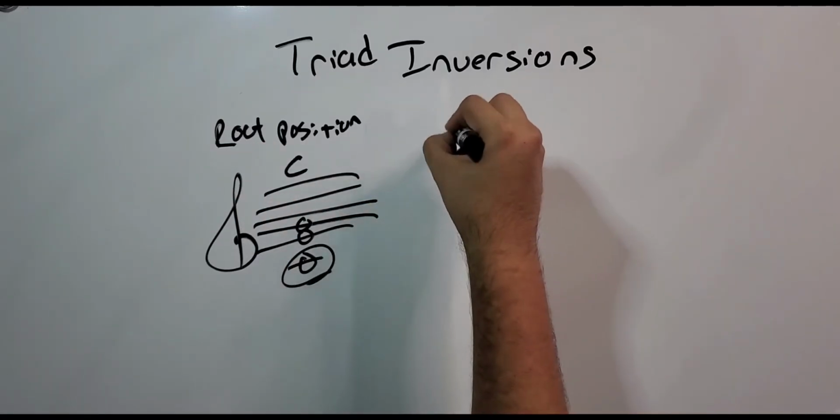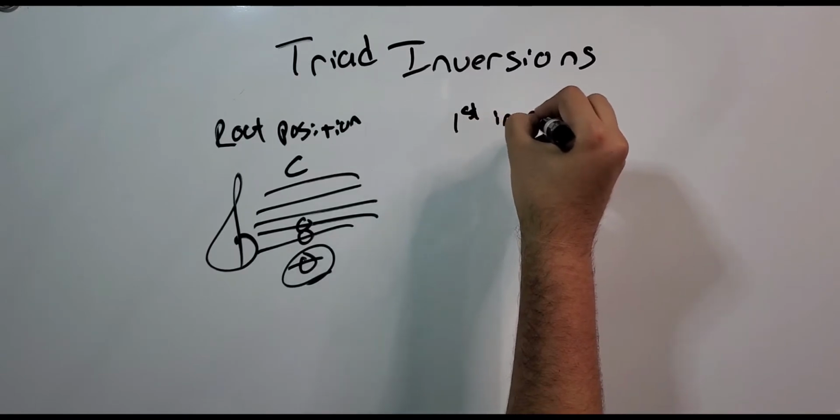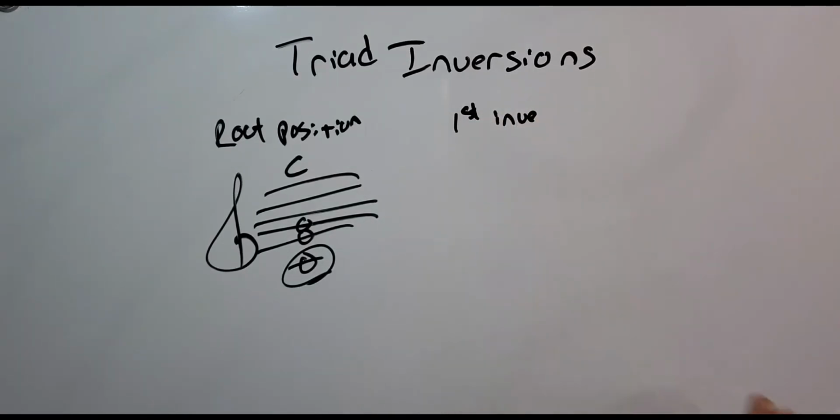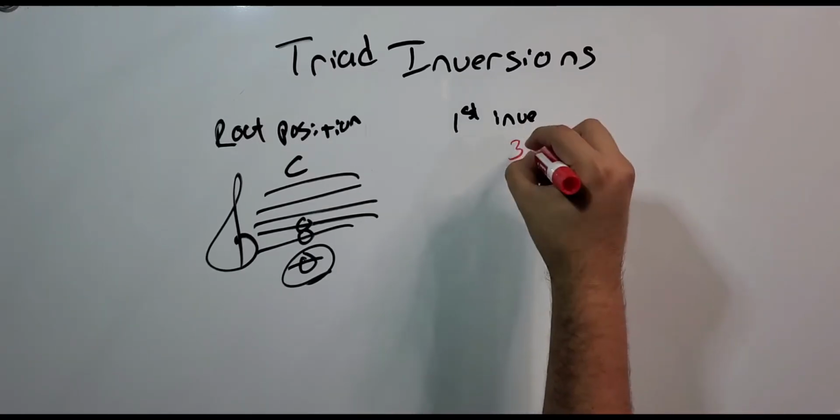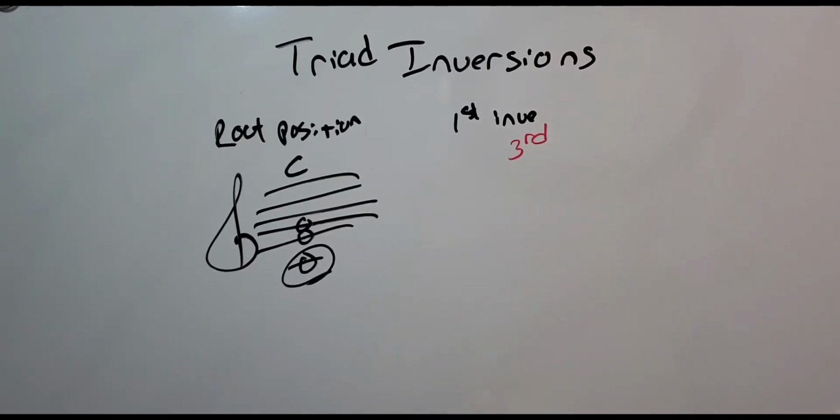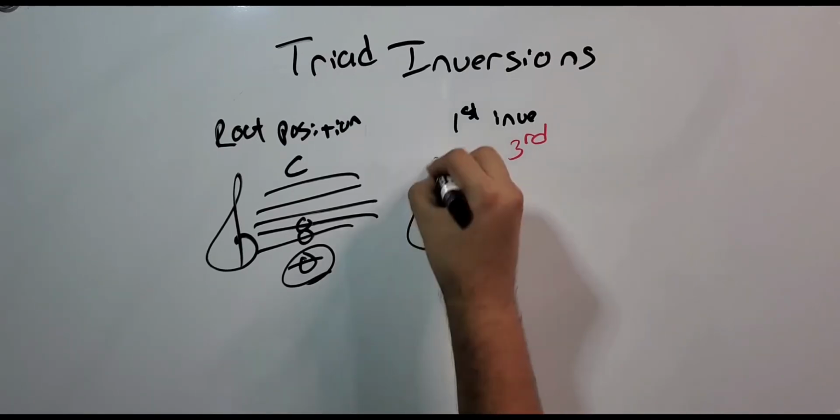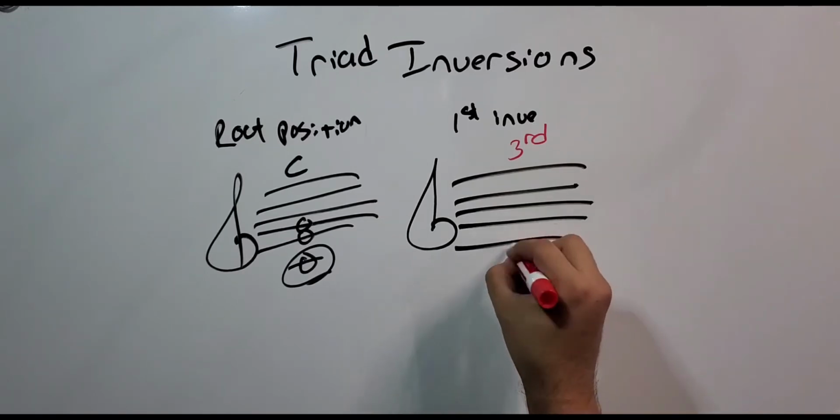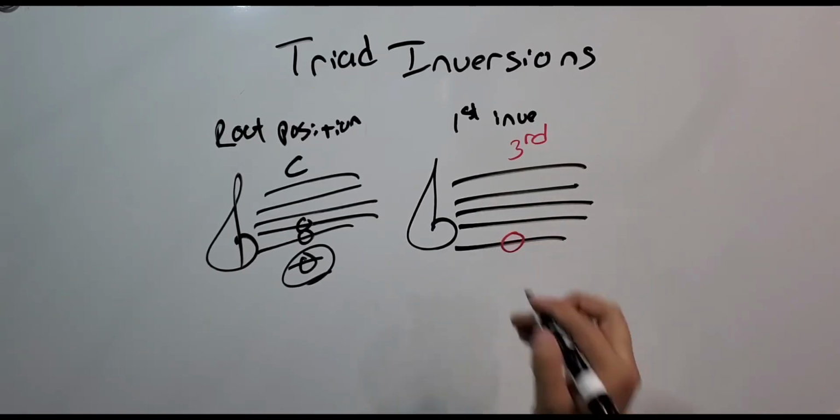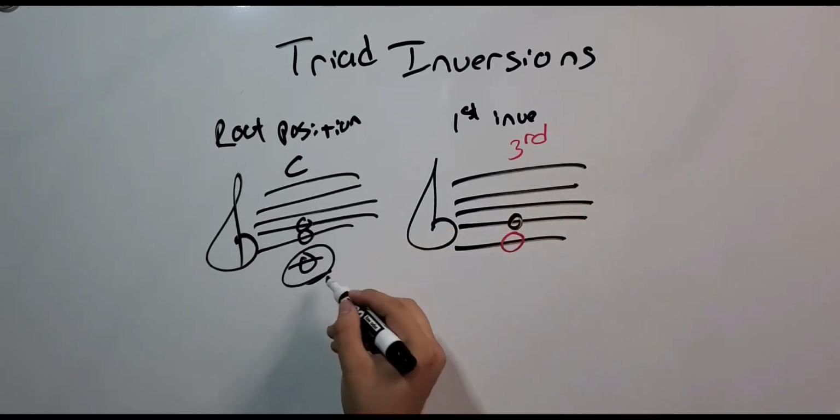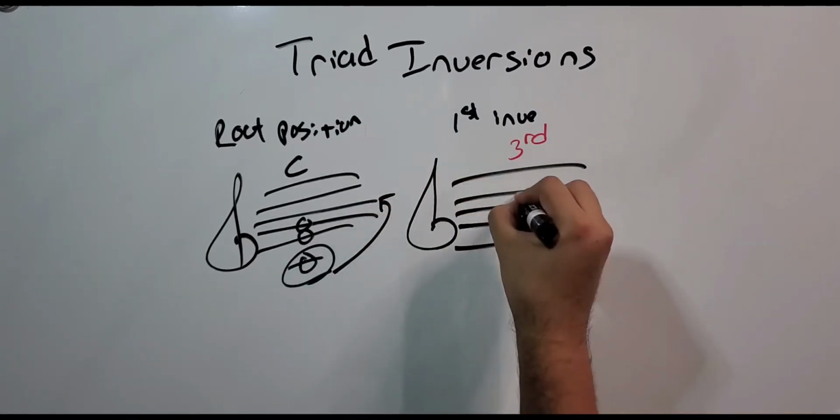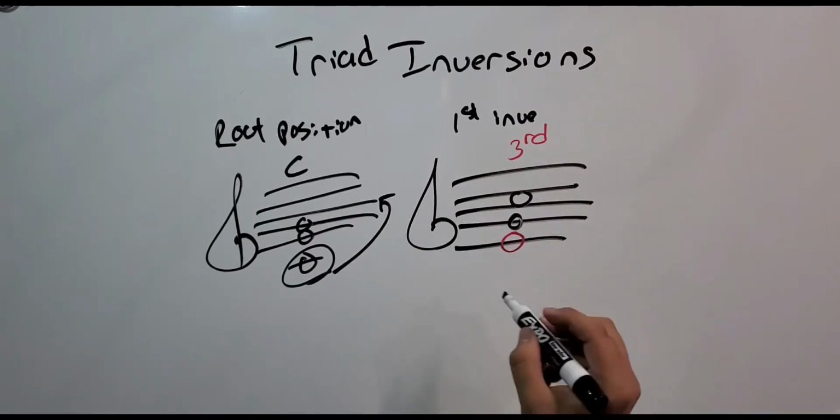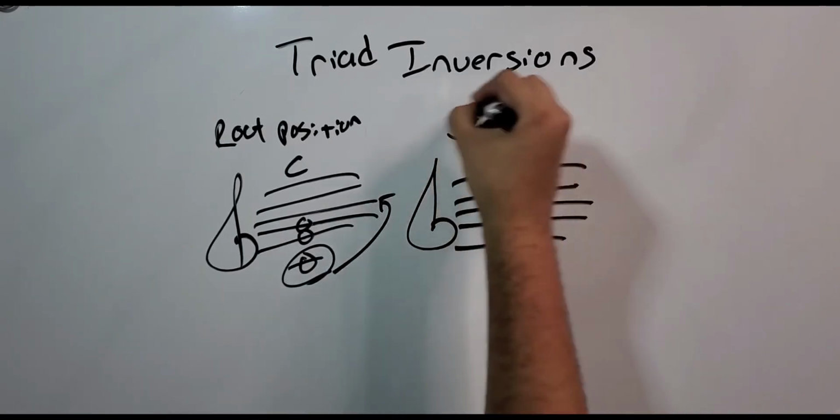Because when it comes down to first inversion, we have our third in the bass. And this is really important. Make sure we write this down. We have our third in the bass. So what is the third of C? The third of C is E. So, same chord, but now we're gonna have our third in the bass and then our regular fifth. But now this C went up an octave. So it's the same chord, but now it's in first inversion.